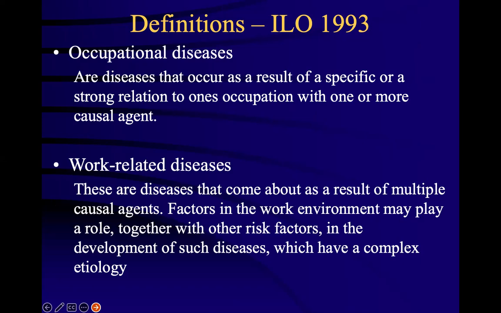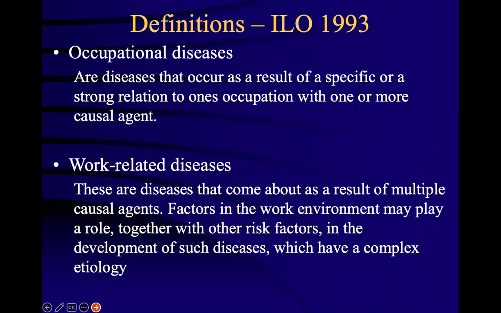What therefore is occupational disease? Occupational diseases are diseases that occur as a result of specific or strong relation to one's job or occupation with one or more causal agents. In the slide following, we'll be looking at one or two causal agents, which we must try to familiarize ourselves with in the discharge of our work.